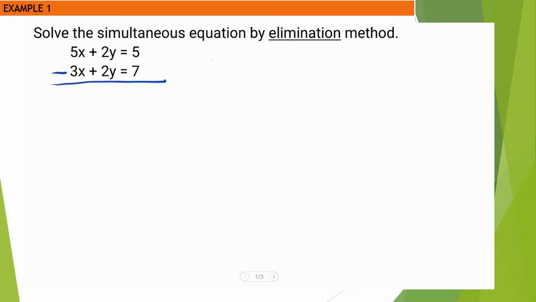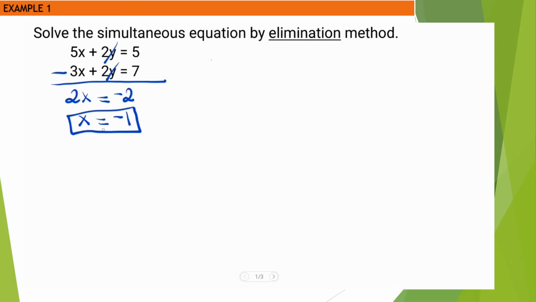The corresponding terms are going to be subtracted. So 5x minus 3x becomes 2x. 2y and 2y, they cancel each other. 5 minus 7 equals minus 2. Divide both sides by 2 and that will give you the value of x. So x is negative 1.